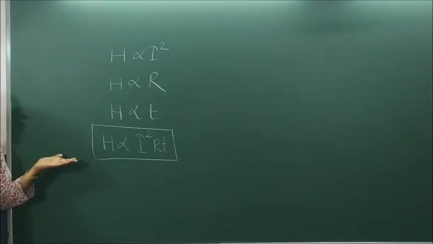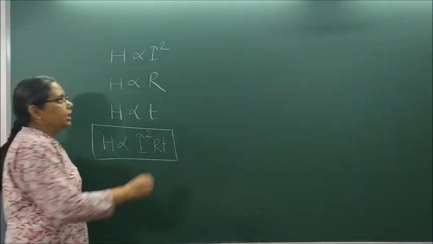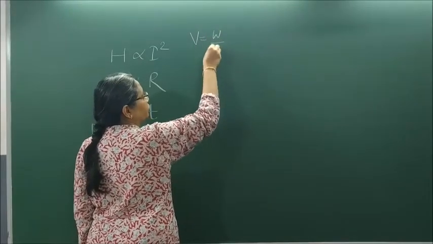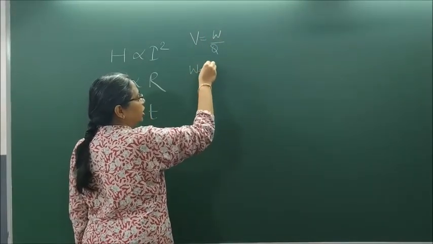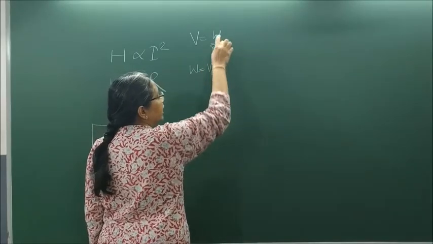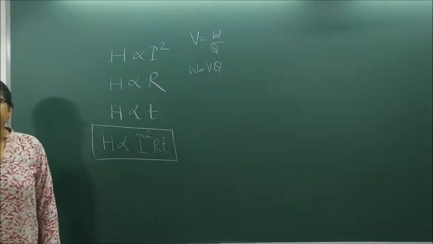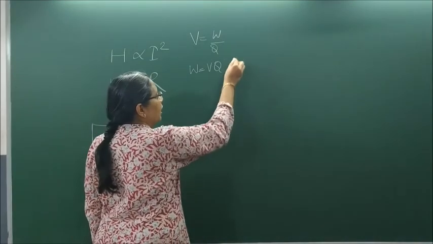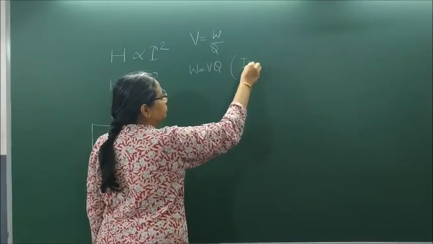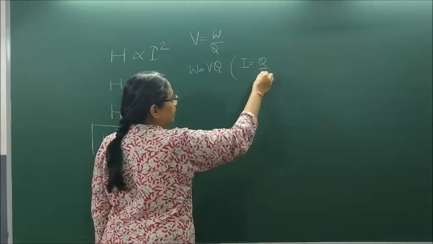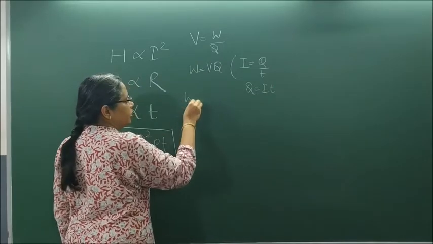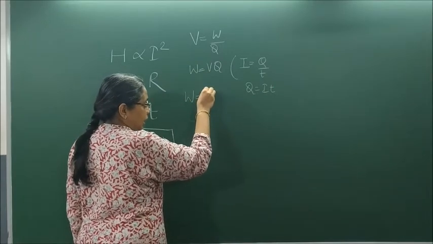How did we derive this? We say V is equal to W by Q. So W is equal to what? VQ. From where did we derive this? From the definition of potential difference. What is I? I is equal to Q by T. So Q is equal to what? IT. So W is equal to what? VIT.